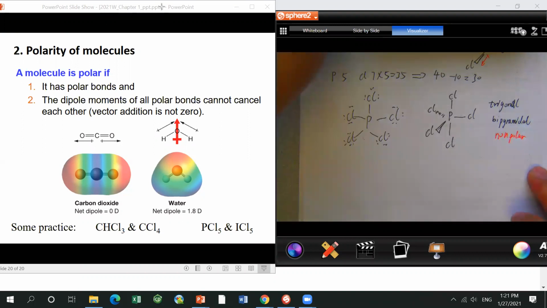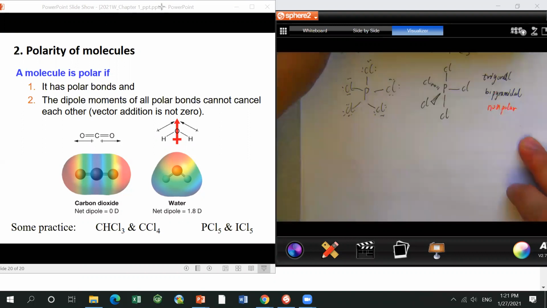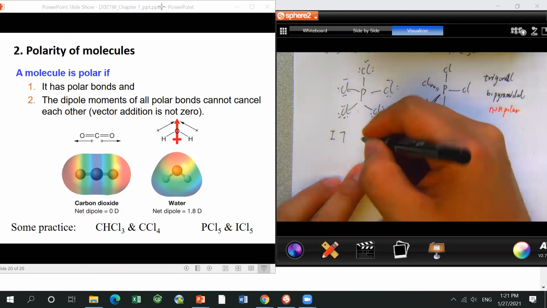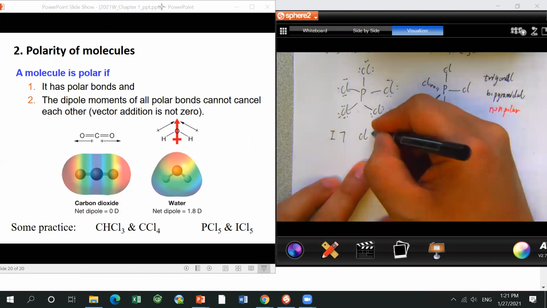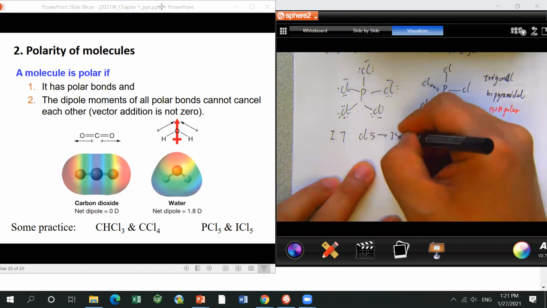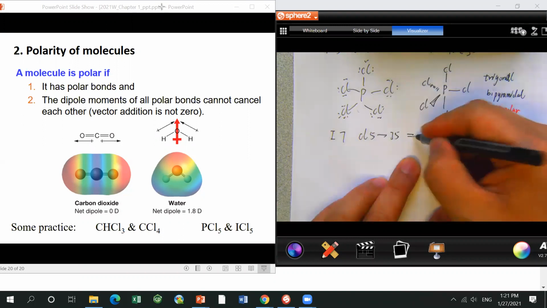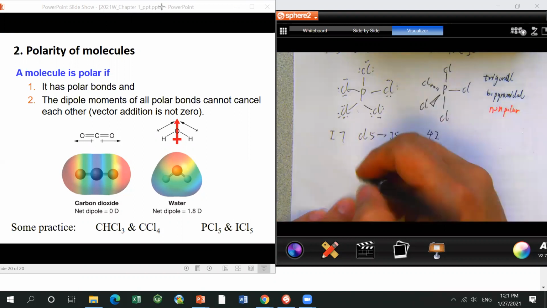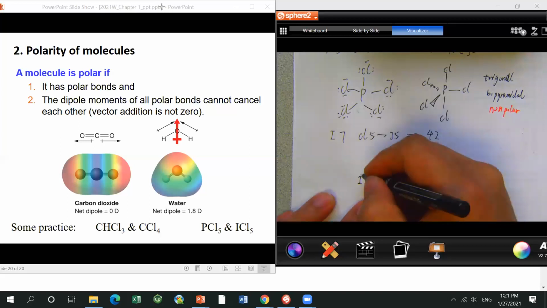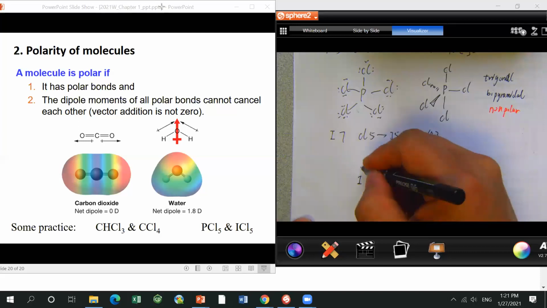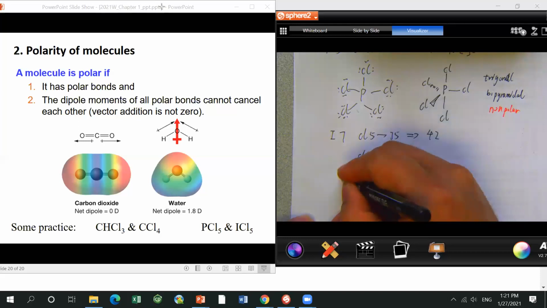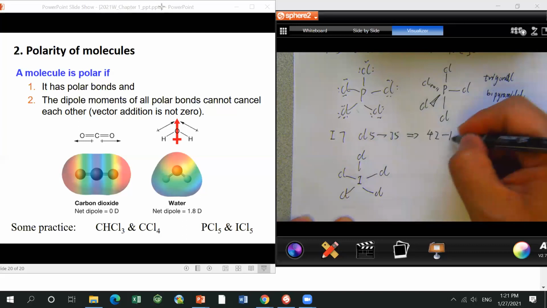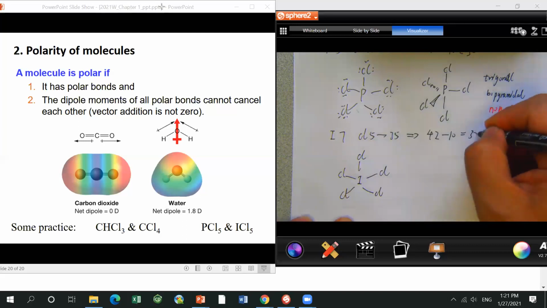Now we move to ICl5. Iodine has 7 electrons, being in group 7, and the 5 chlorines still give 35 electrons. The total valence electrons is now 42. We do the same thing: iodine, the least electronegative atom, goes in the middle, and then we connect it with the chlorines. That uses up 10 electrons, leaving 32.